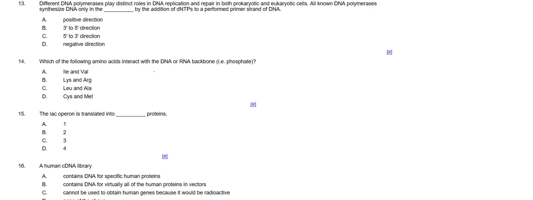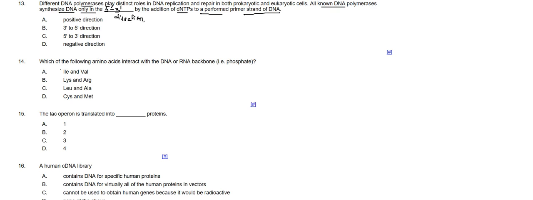Number 13, different DNA polymerases play distinct roles in DNA replication and repair in both prokaryotic and eukaryotic cells. All known DNA polymerases synthesize DNA only in the dash direction by the addition of dNTPs to a preformed primer strand of DNA. So ultimately it's asking in which direction DNA synthesis occurs. Okay, so remember, it's very simple. Yes, can you guess? It will be 5' to 3' direction. Okay, this is very easy. I'm very sure you could have done all that.